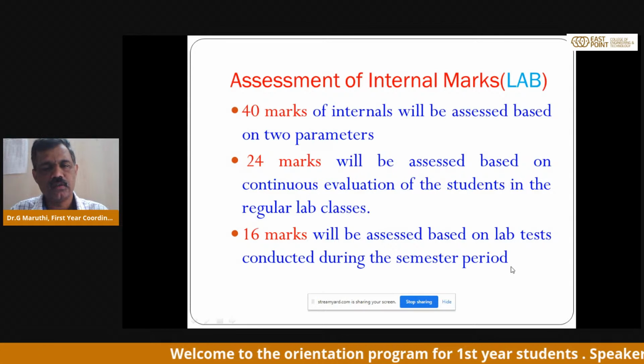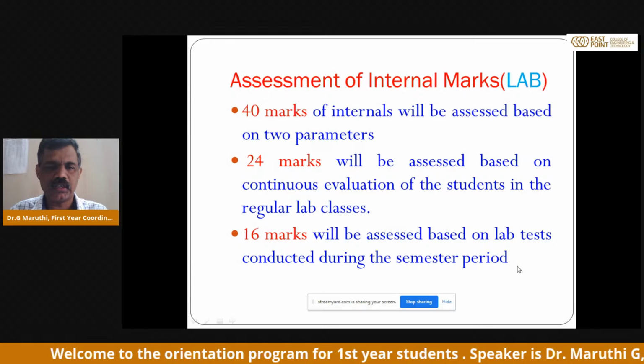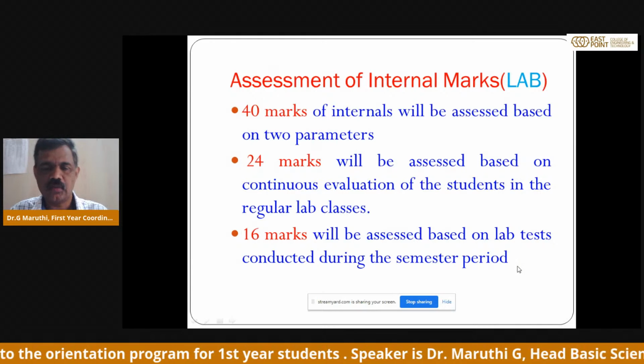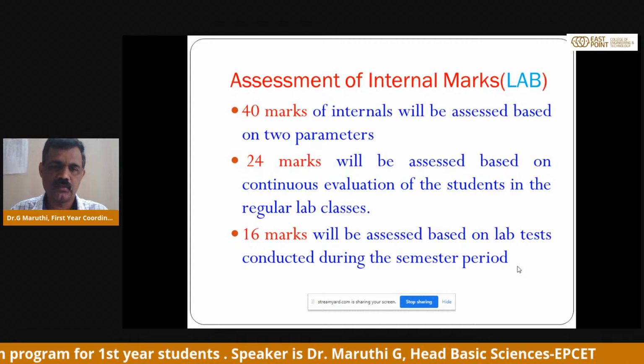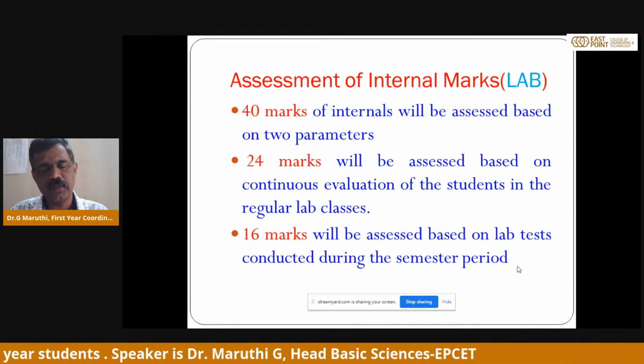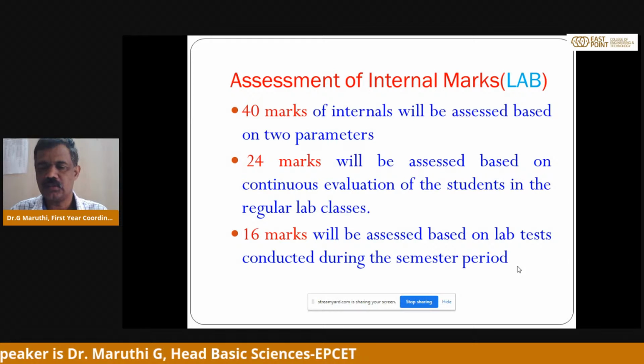Some departments will conduct only one test at the end of the semester, and some departments will be conducting the tests in between, in the beginning also. So it all depends upon the concerned teacher.